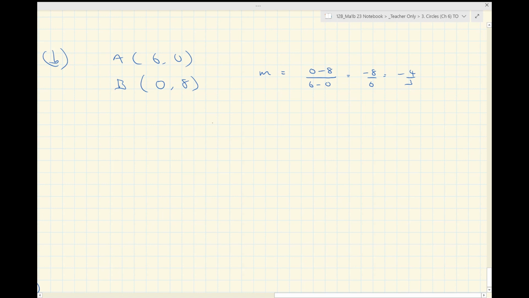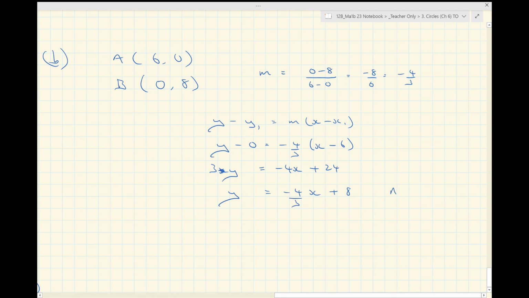And now I can use y minus y1 equals m, x minus x1. I'll use point A here, so I'm going to go y minus 0 equals minus 4 over 3, x minus 6. Multiply everything by 3. Multiply out that bracket, plus 24. I don't know why I've written 3x there, it should be 3y. So y is going to be minus 4 over 3x plus 8, and that is the equation of the line AB.